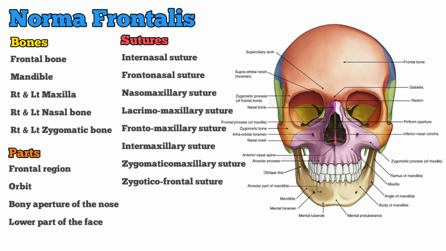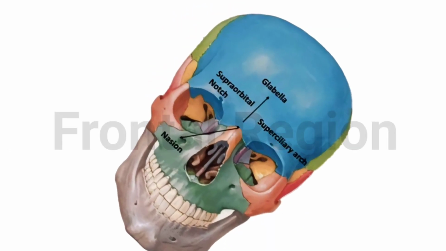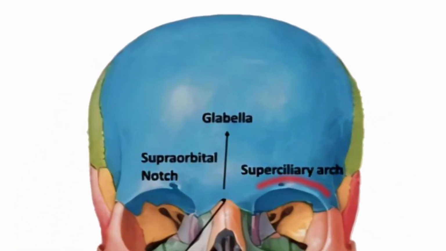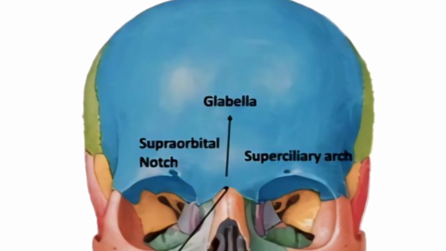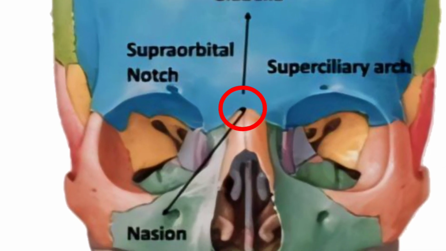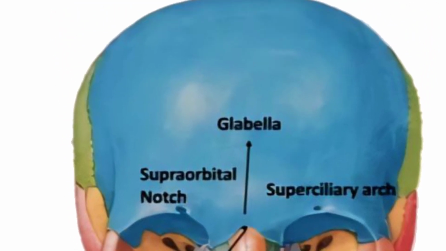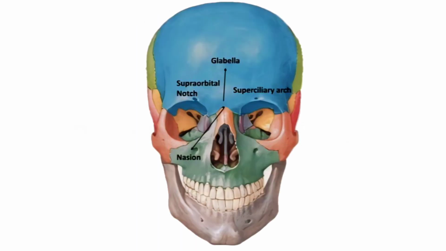Parts: frontal region, orbit, bony aperture of the nose, and lower part of the face. In the frontal region, the superciliary arch is a rounded, curved elevation above the orbits. Then the supraorbital notch. Glabella is a median elevation connecting the two arches. Nasion is a median point at which the internasal suture meets the frontonasal suture. Also the frontal eminence.